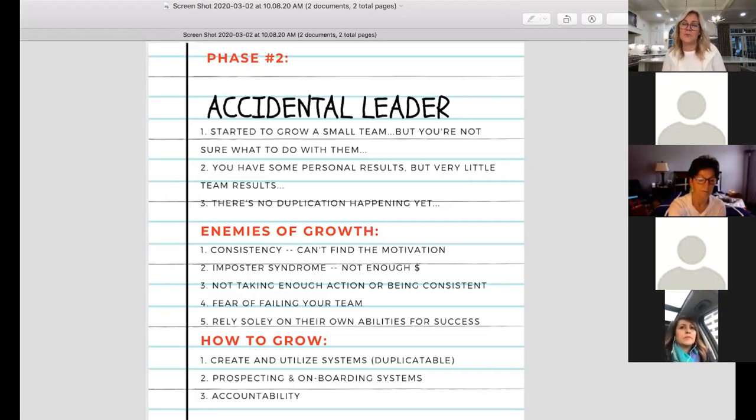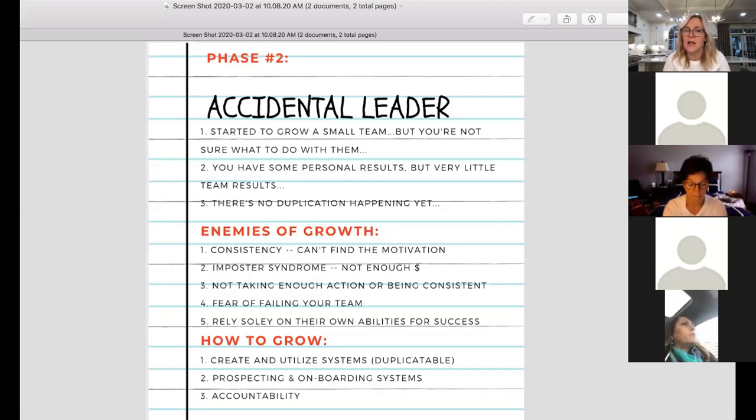What happens when we're doing that is it really takes away from our own motivation to work, because we work real hard and see our business build, and then it comes backward. And anytime your business slides backward, that's discouraging and it'll pull us down. So number one enemy is consistency.